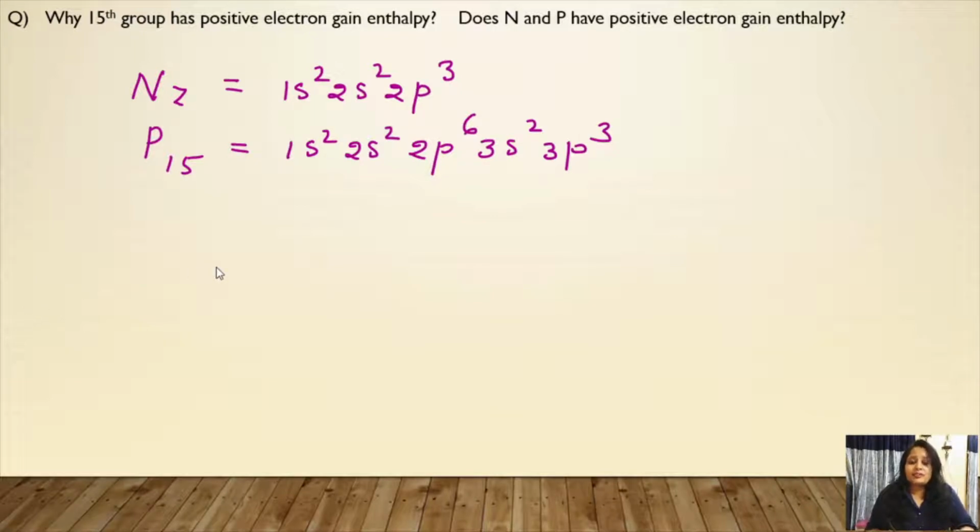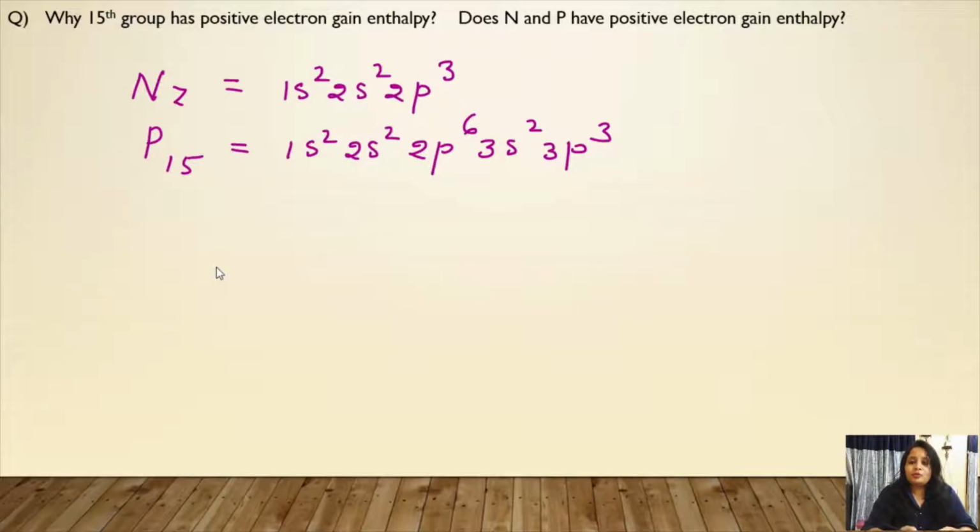first of all, understand what is electron gain enthalpy and what is positive and negative electron gain enthalpy. The electron gain enthalpy means when we try to add an electron to the isolated gaseous atom, some amount of energy is released or absorbed. Either it will be released or absorbed. Then it is called electron gain enthalpy. So understand the concept, what is electron gain enthalpy?